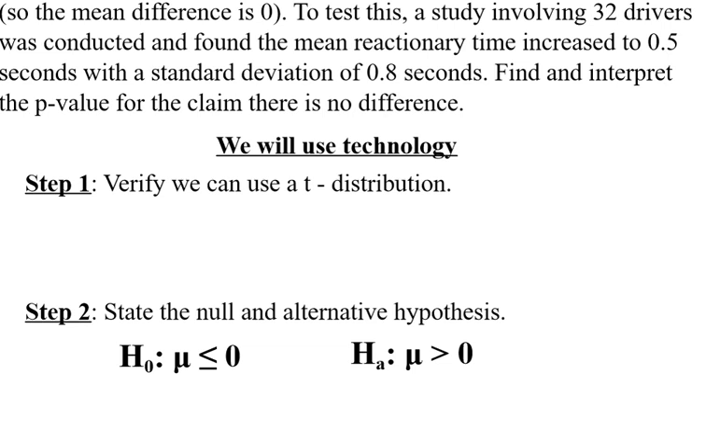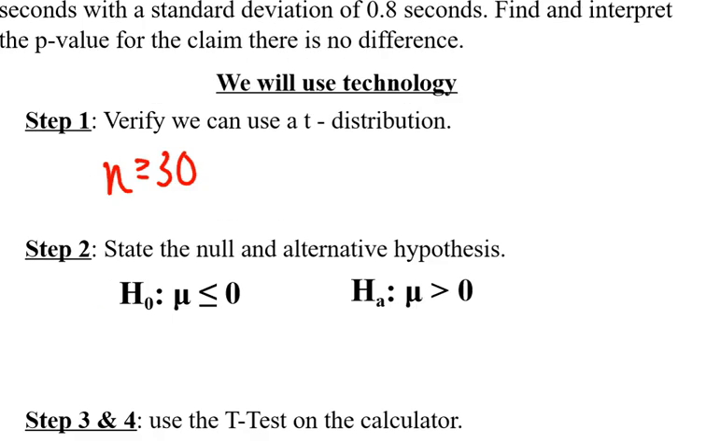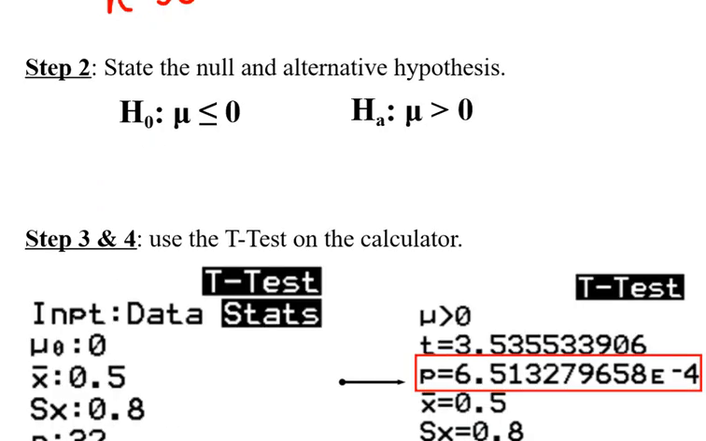So verify that we can use a t-distribution. Well, we had 32 drivers, so n is greater than or equal to 30. State the 2 hypotheses. The first hypothesis would be that it's less than or equal to 0. Really, it's the equal to 0 part. The alternative is that it's more than 0. It increases the reaction time, which is the delay. Then we're going to use a t-test on the calculator.